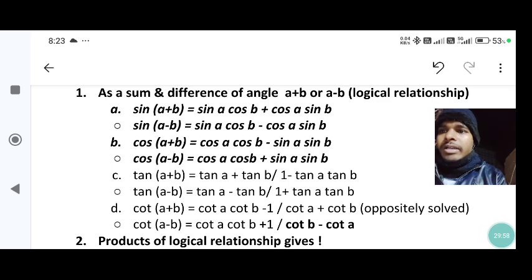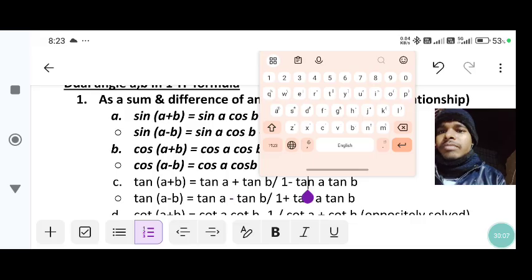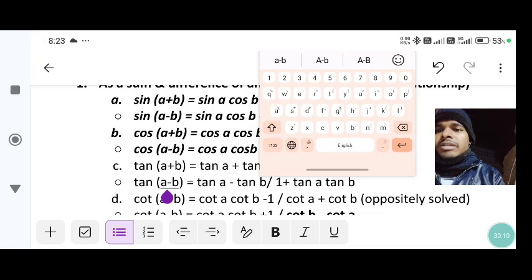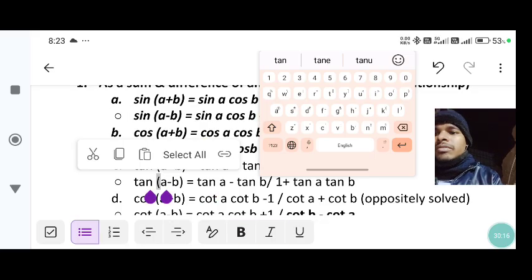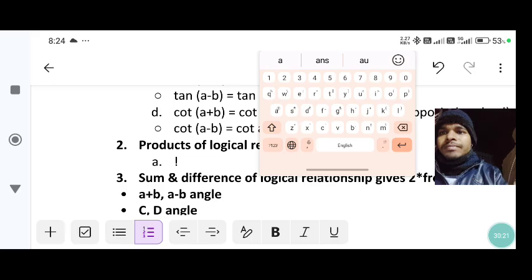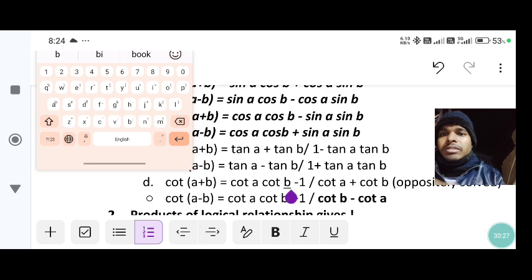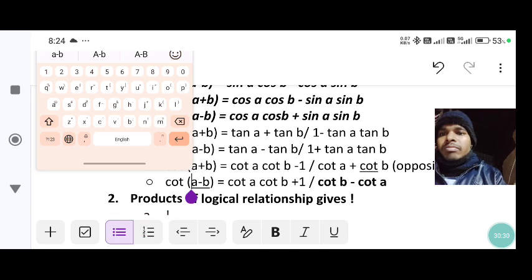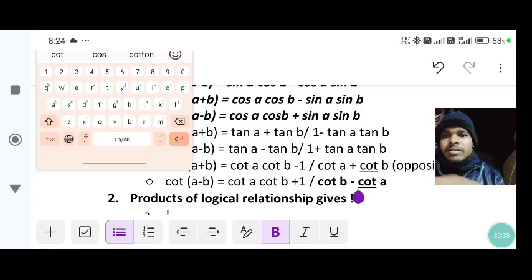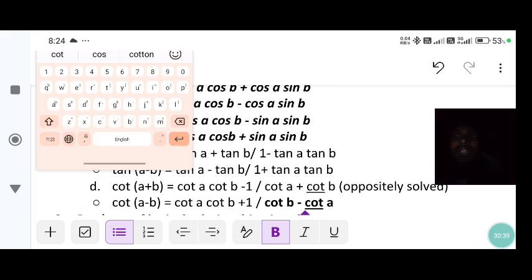So for tan, if it is sum, then it will be sum by difference. If it is difference, then it will be difference by sum, opposite. And for cot, if it is plus, then it will be minus by sum, and if it is minus, then it will be plus by minus. But it should be remembered that it is oppositely solved.